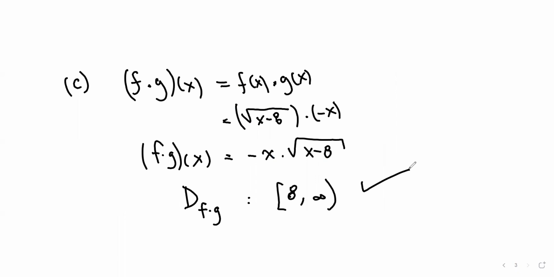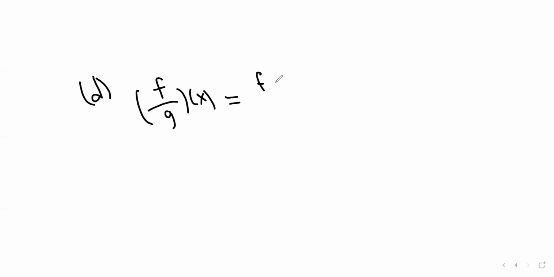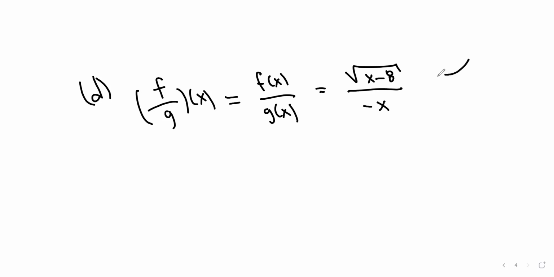Okay, now the last one is d. D is the division. So we're dividing these two functions, and this will just be f of x divided by g of x. F of x is square root of x minus 8, and g is negative x. So we can't simplify this further. We're just going to leave it like this. So this will be the answer for f divided by g.